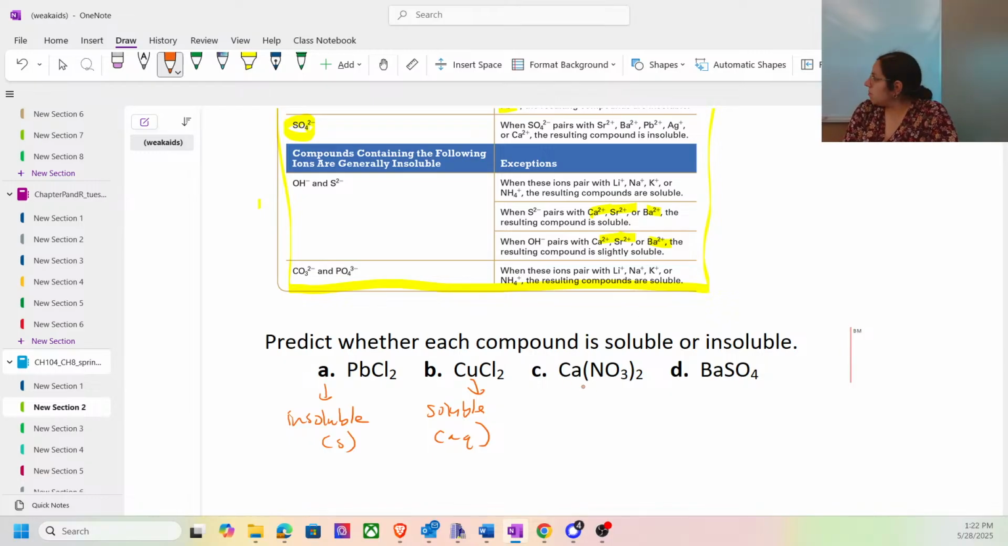What about calcium nitrate? Soluble, so again, nitrates are always soluble. And then barium sulfate.